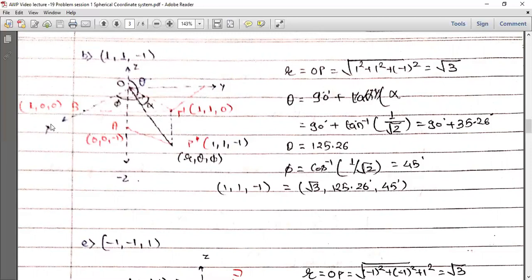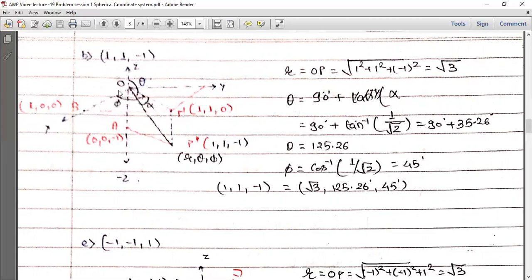If you are finding the projection on the x-axis, the y and z coordinates should be 0, and the x coordinate should be equal to the x coordinate of the point itself. That is 1. In this manner, you have OB, and in this manner, you have OP dash. OB will be equal to 1, OP dash will be equal to square root of 2. This is a 90 degree angle.